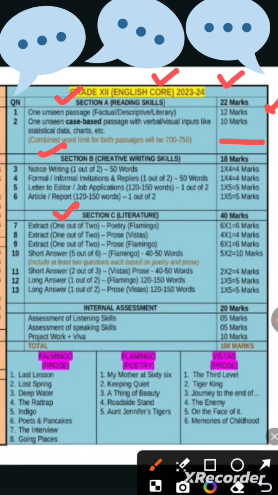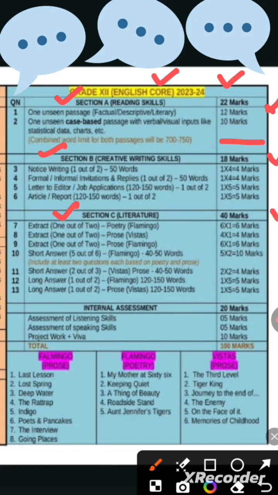Then an article, and there would be a choice between article and report, for 120 to 150 words, and you are supposed to do any 1 out of 2. Again, it would be for 5 marks. Then we come to Section C, which is literature. Section B makes it to 18 marks in totality. Clear? Section C is for 40 marks.